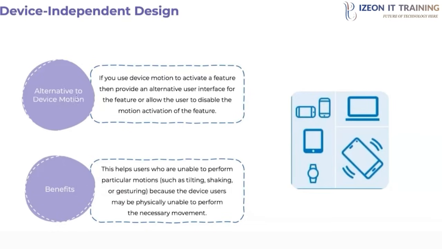Okay. Alternative to device motion. If you use device motion to activate a feature, then provide an alternative user interface for the feature, or allow the user to disable the motion-activated activation of the feature. What is a motion-activated feature you have seen when using your phone or tablet? Can anybody think of this particular feature?